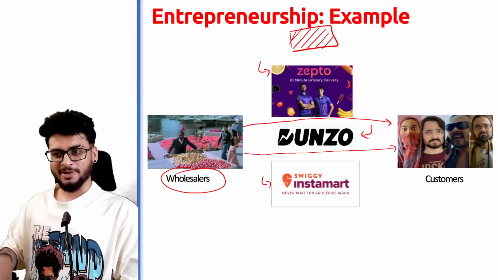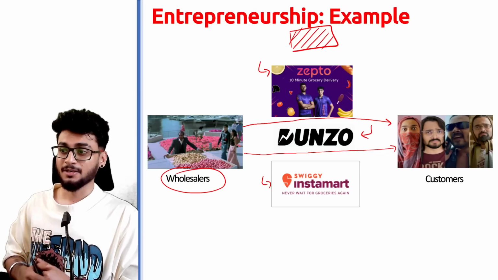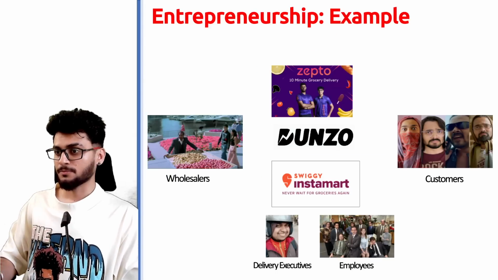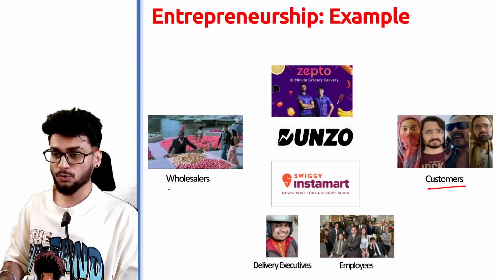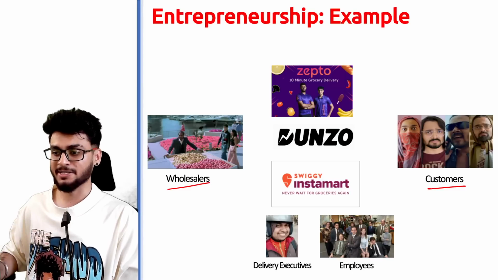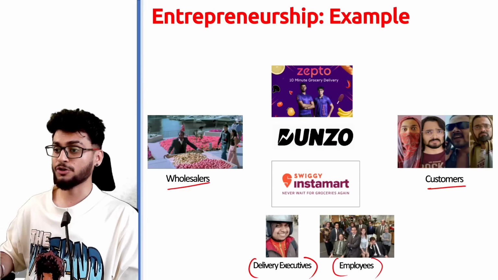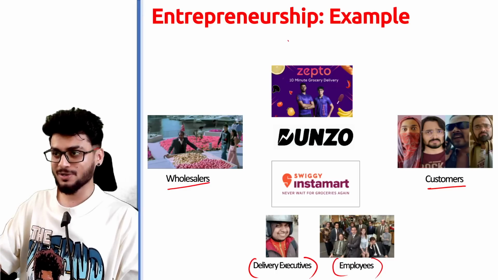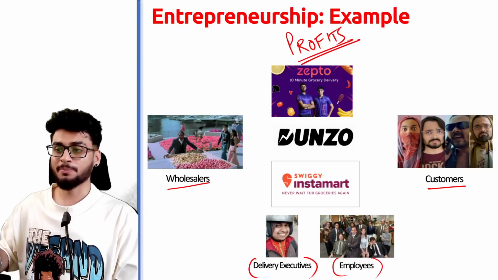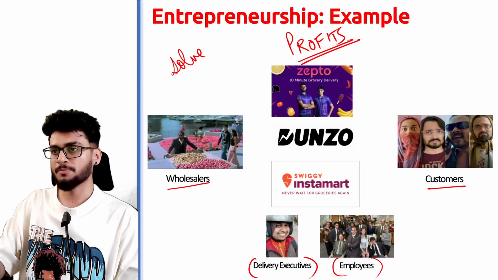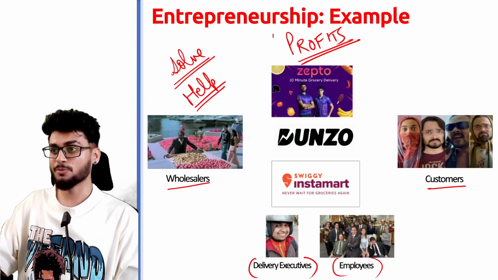So now you might be thinking, okay, wholesalers are selling the stuff to customers. What is so unique in that? The unique thing is these startups are not only solving the problems of customers and wholesalers, but at the same time they are providing employment to the delivery executives and the other employees who work for these companies. And also at the same time, they are making profits. So this is an example of entrepreneurship where you solve a problem, you help the society, and at the same time, you're making profits.